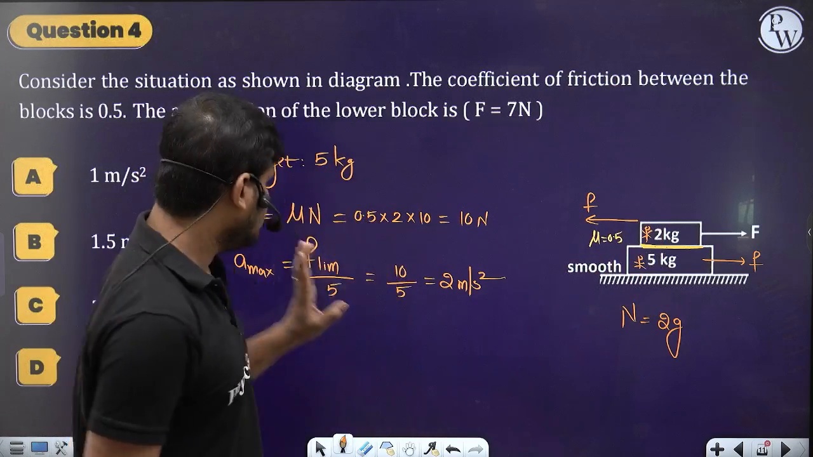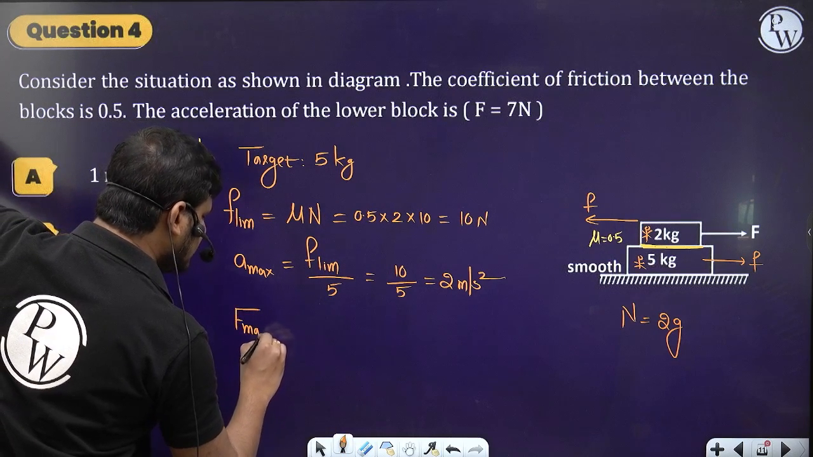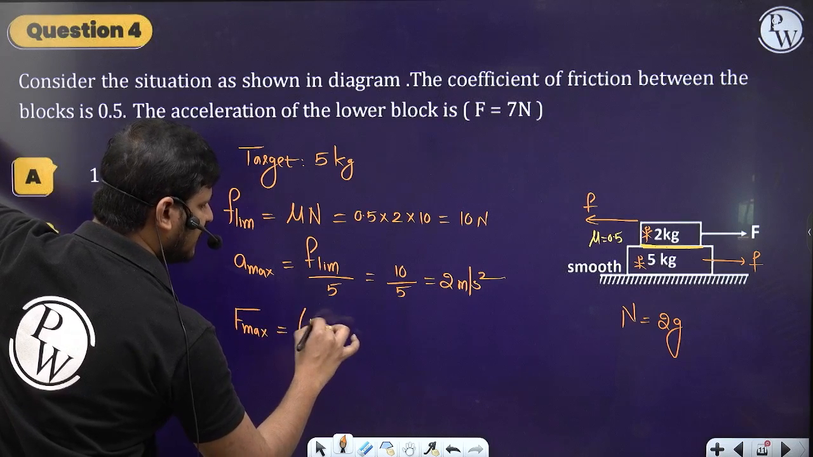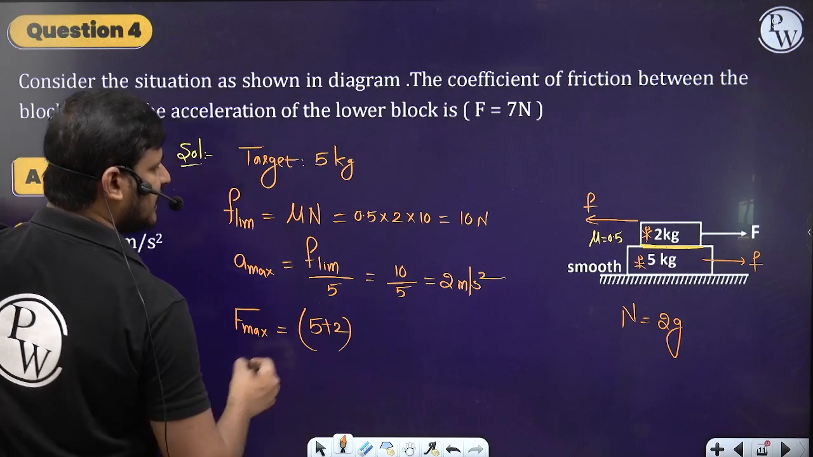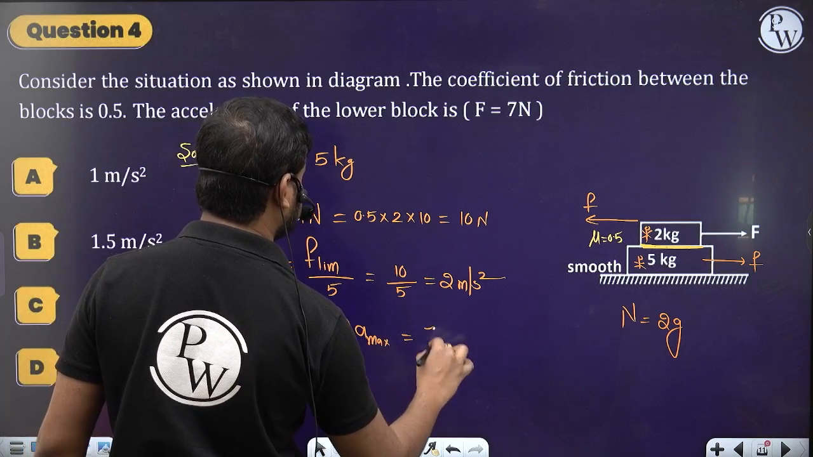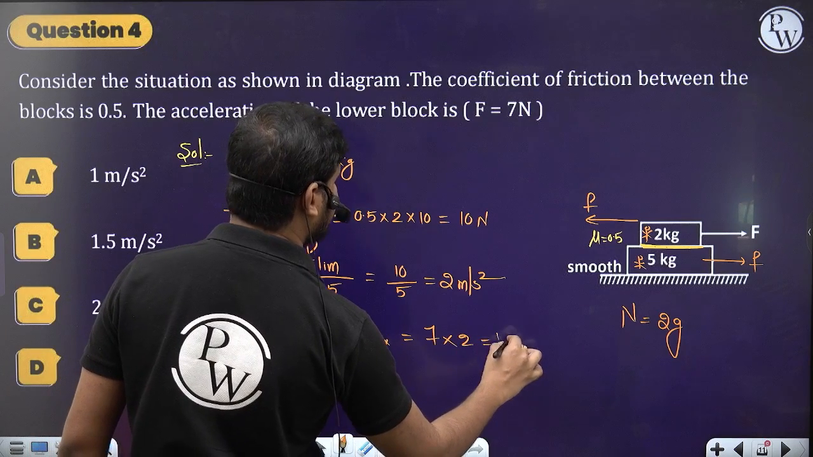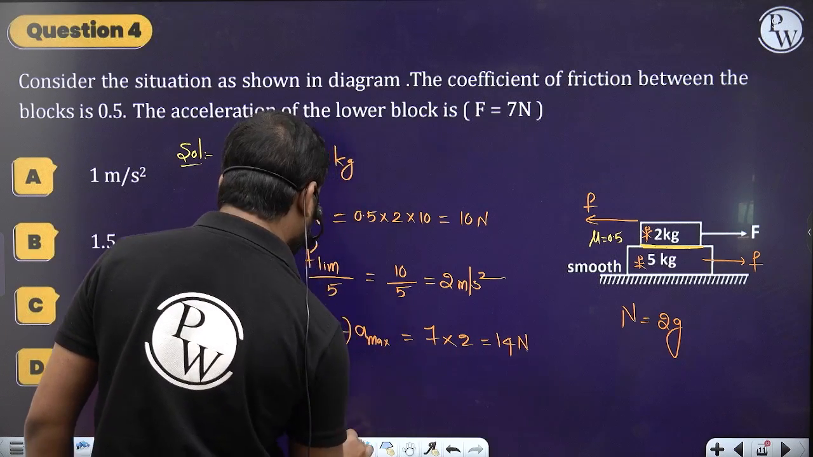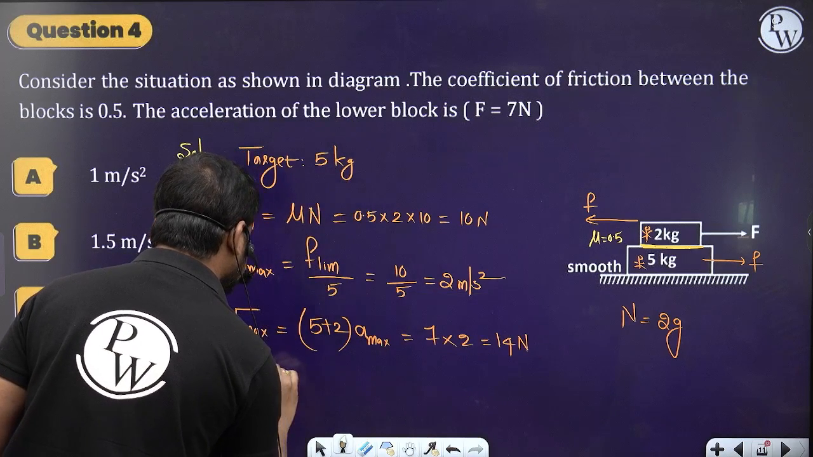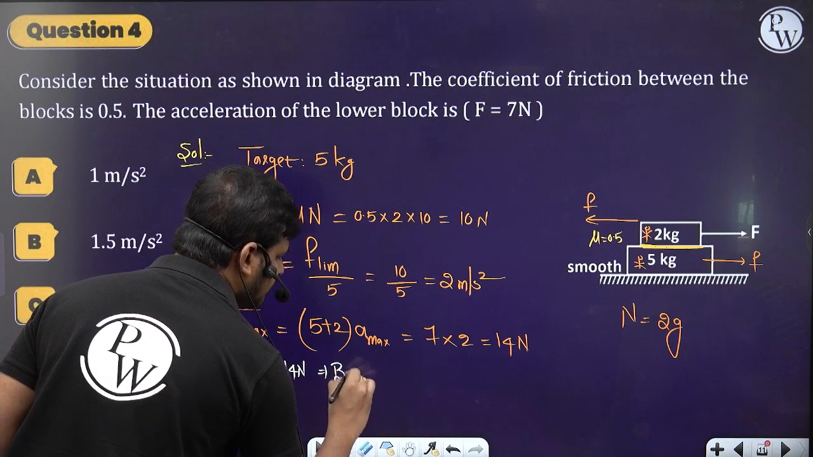Okay. So then whether the blocks are moving together or not, how do we find the F max? What is F max? So the net mass, what is the net mass? 5 plus 2, into the A max, right? So this is the A max. So 5 plus 2, 7, into A max is 2, which is 14 newtons. So up to 14 newtons, both the blocks will move together.